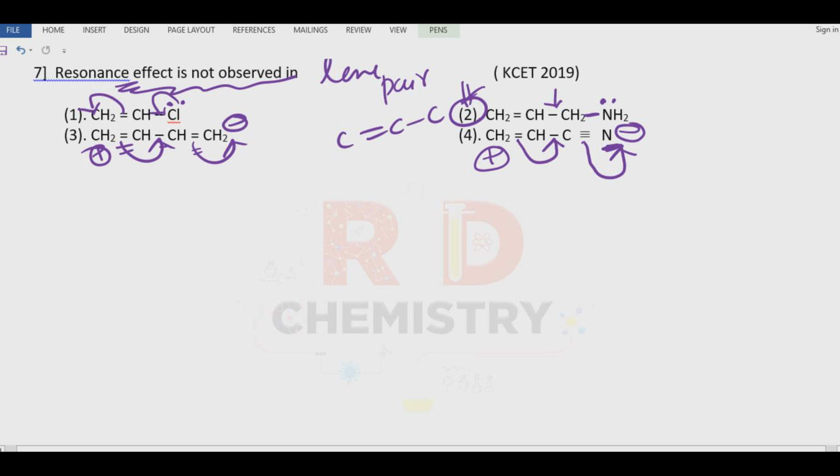So there is a delocalization of either pi electrons only, or sigma electrons or lone pairs with the pi bonds. So the answer is option number 2. These lone pairs are not in conjugation with the pi electrons. Clear?